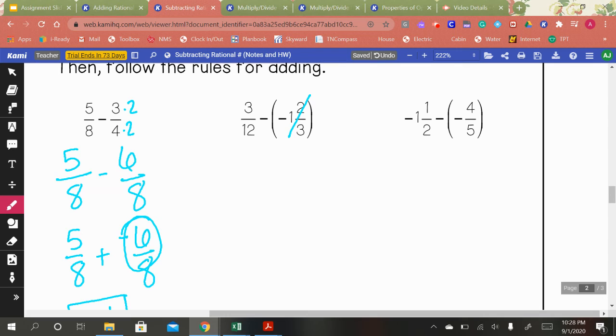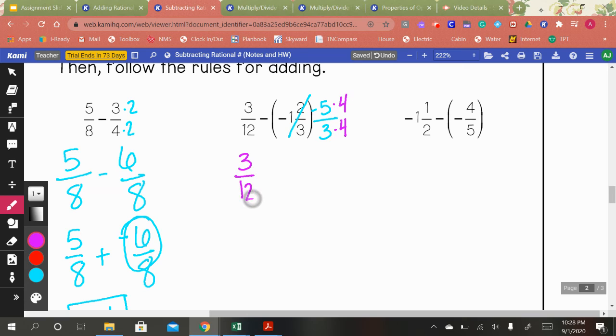3 times 1 is 3. 3 plus 2 is 5 over 3, and it is negative. Now I can rewrite my subtraction problem as an addition problem. Oh, but we forgot to find a common denominator. Shame, shame, shame. All right, common denominators here are 12, so I'm going to multiply by 4. I have 3/12 minus negative 20 twelfths.